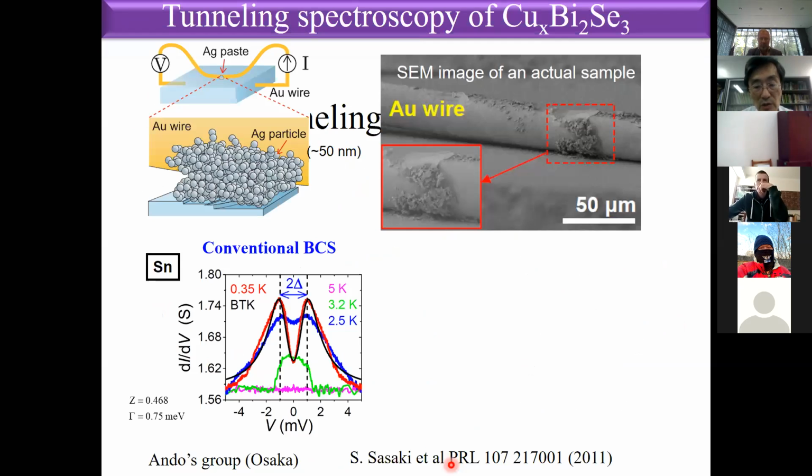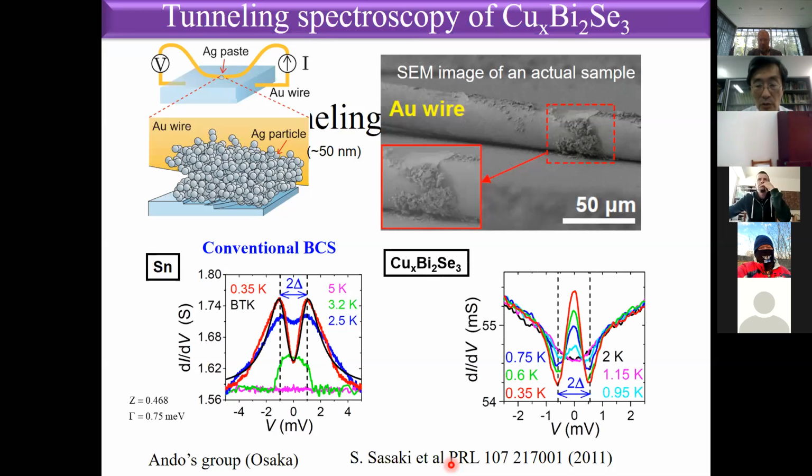And there is a famous experiment by Sasaki-san, when he was still at Osaka University, more than 9 years ago. He measured soft point contact spectroscopy of tin attached to copper doped bismuth selenide 3, because copper doped bismuth selenide 3 is a very delicate material. Still, it is impossible to make a good junction. And they reported the existence of a zero bias conductance peak.